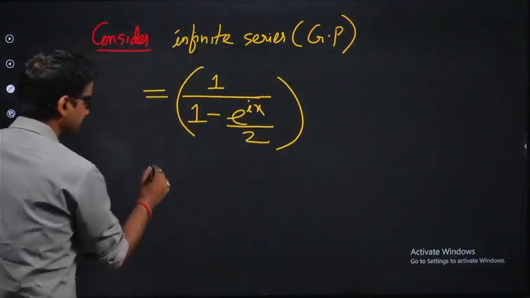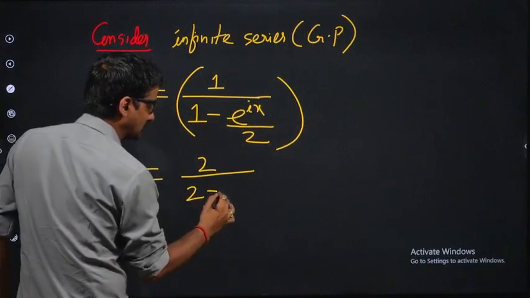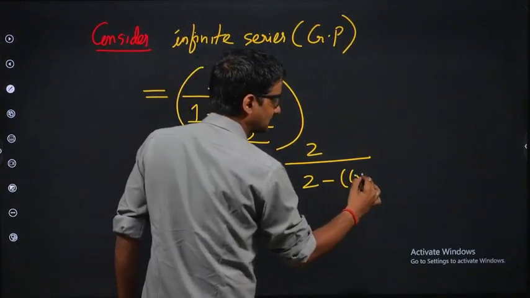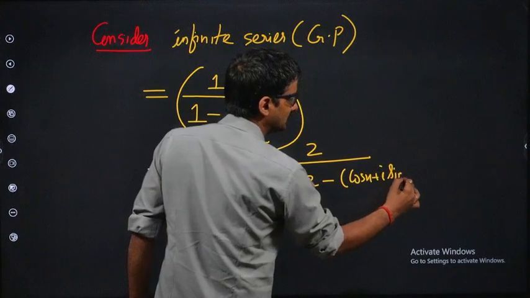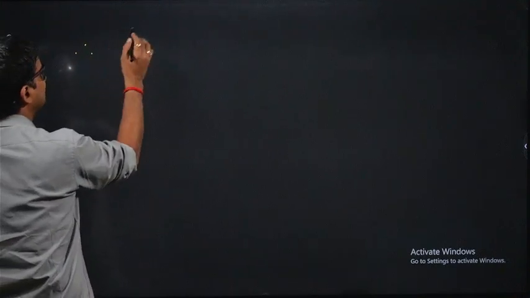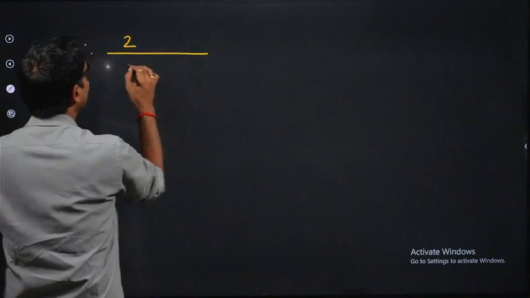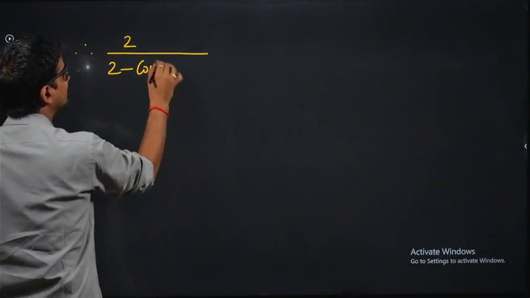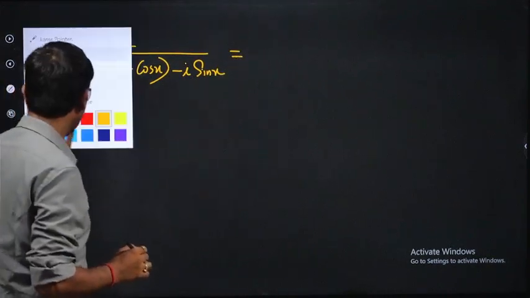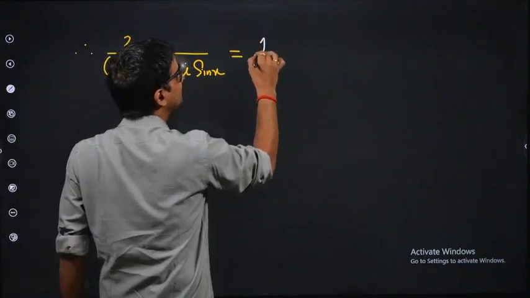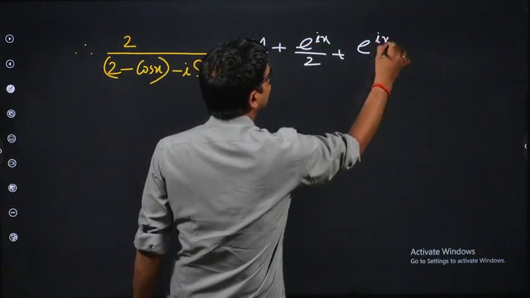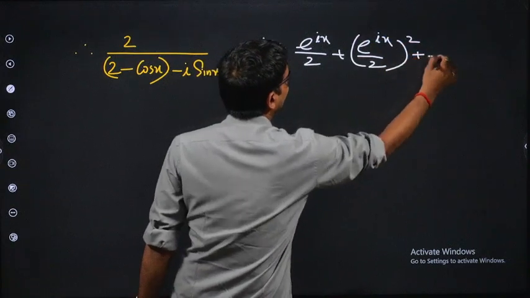Now take its LCM, so it's 2 upon 2 minus e raised to the power iota x, so 2 upon 2 minus cos x plus iota sin x. Now if I rewrite my series, this is nothing but 2 upon 2 minus cos x minus iota sin x. Fine. Now that's our LHS. So what we have in RHS, I am rewriting: 1 plus e raised to the power iota x by 2, e raised to the power iota x by 2 whole square, and so on.